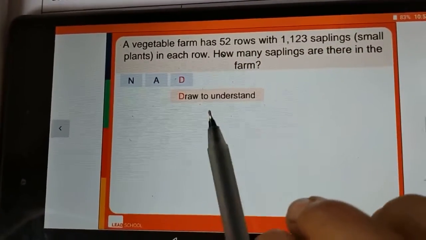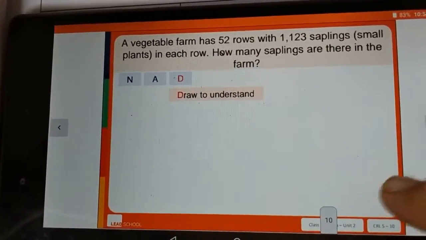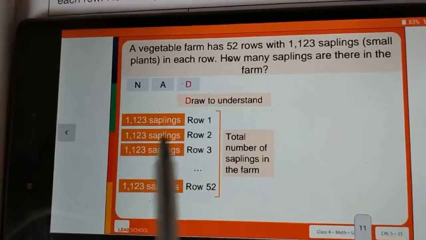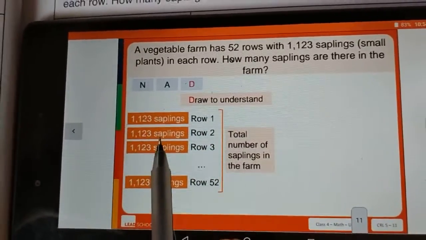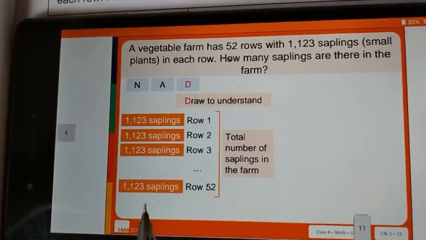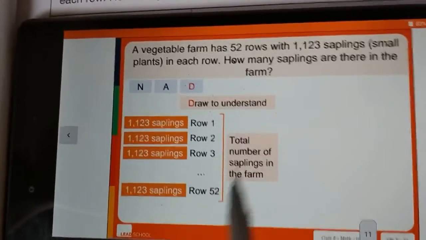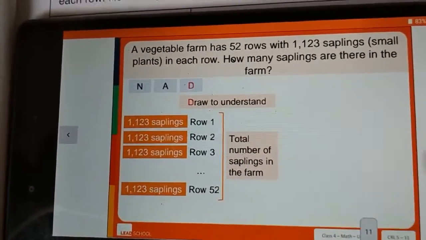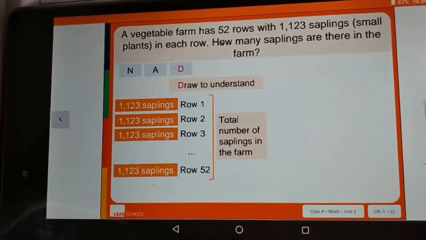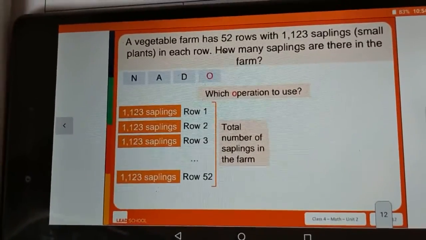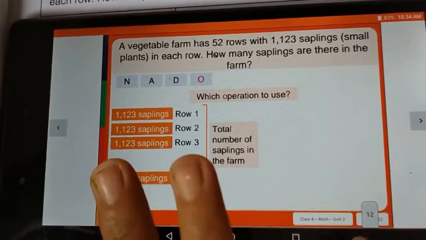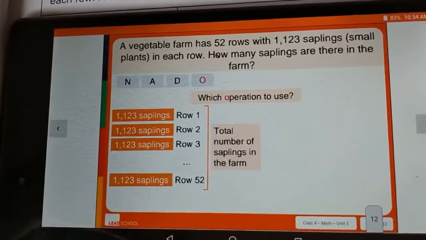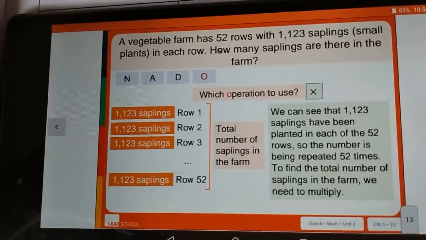And then D, draw for understanding. Here we have to write row number 1, 1123 saplings, still 52 rows, and then the total number of saplings in the farm we have to find here. So students, in operations there are 4 operations: addition, subtraction, multiplication and division. Here we will use multiplication.